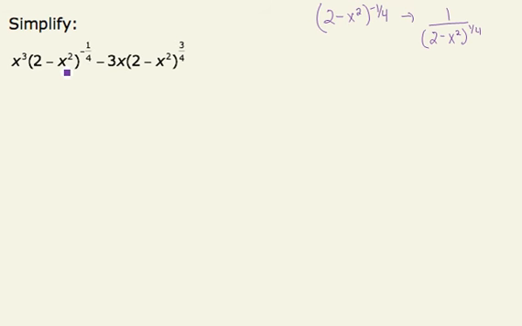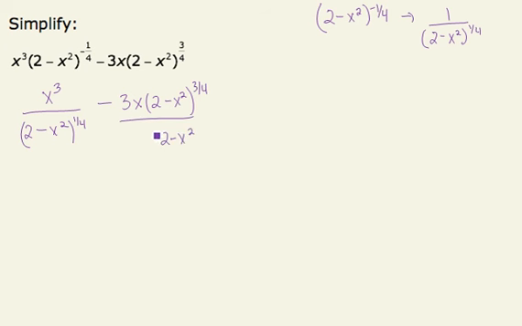So negative exponents, you will take the reciprocal. Well, rewriting this, I'm going to see that 1 over 2 minus x squared to the positive 1/4 will be multiplied by x cubed. So that will turn to x cubed divided by 2 minus x squared to the positive 1/4 power. This is still subtracted by 3x times 2 minus x squared to the 3/4 power. Well, I need a common denominator now, so I will multiply top and bottom by 2 minus x squared to the 1/4 power.